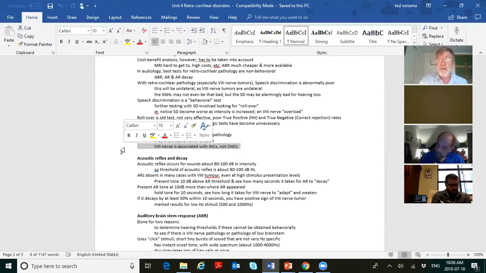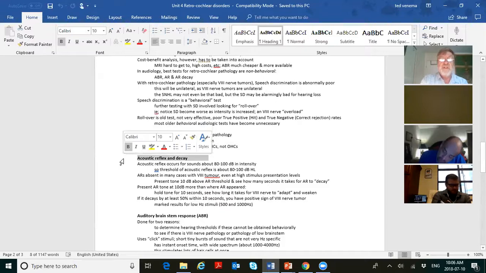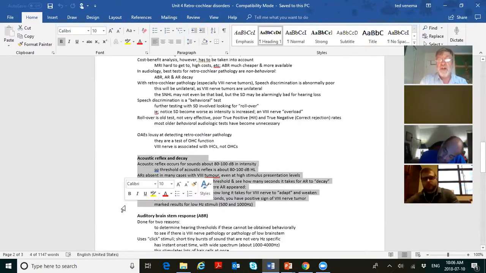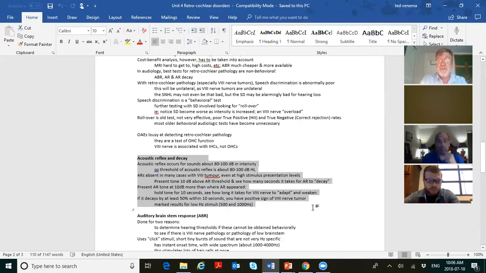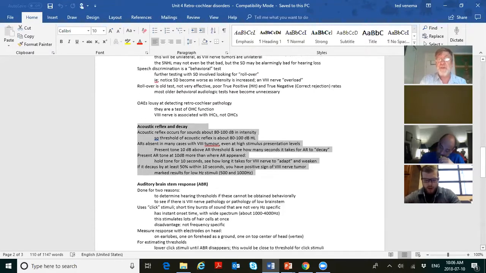It's just, remember, the eighth nerve communicates with the inner hair cells, not the outers. And then you'll see a little paragraph here on acoustic reflex and decay. We talked about it now, but this is the write-up of it. You can read that. We've already discussed it, but there it is in writing for you.